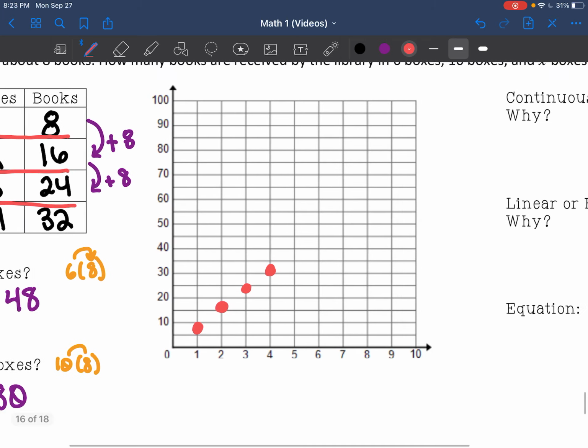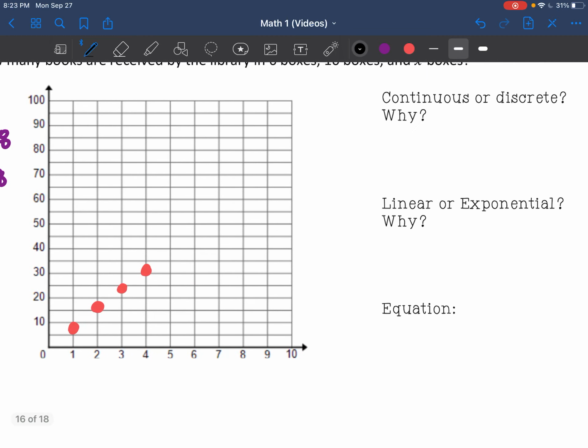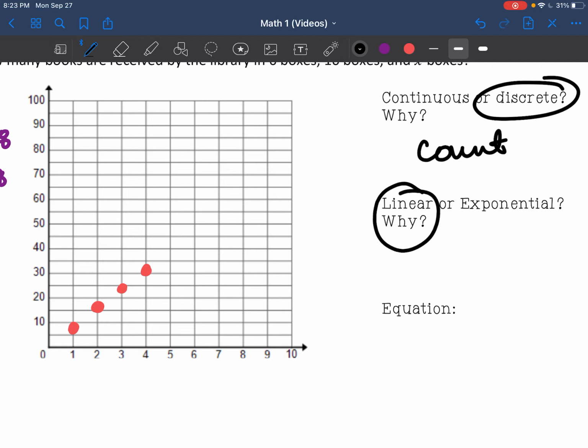So first we got to talk about unpacking books. Is that a continuous thing or a discrete thing? Do you count the number of books that you pull out of those boxes, or do you measure the number of books? You count them, right? So this is because we are counting books. This is a linear equation because we are adding by 8 down our table. Also, our graph is a straight line, which is another indicator.